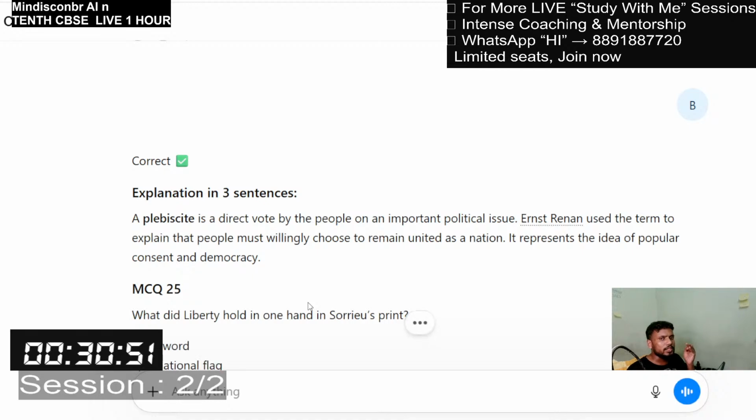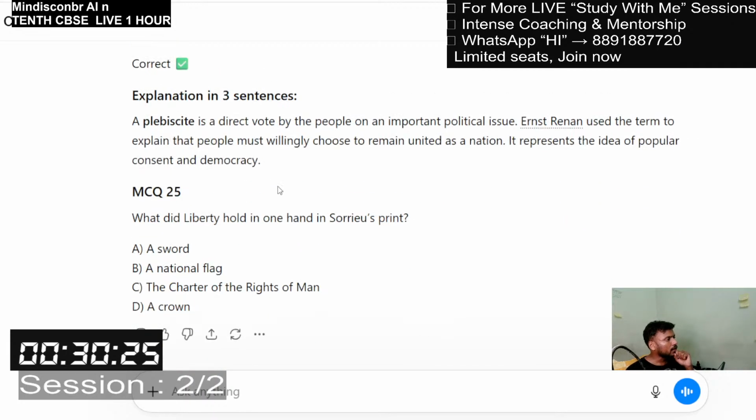Plebiscite, utopian vision, then absolutist, these words need to be studied. Three words: absolutist, plebiscite, and utopian vision. A plebiscite is a direct vote by the people on an important political issue. Ernest Renan used the term to explain that people must willingly choose to remain united as a nation. It represents the idea of popular consent and democracy.